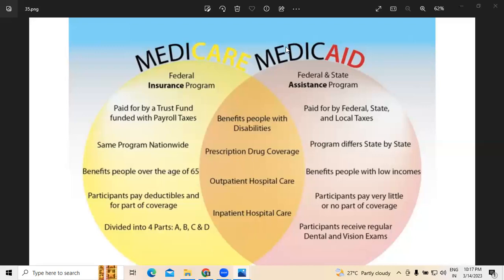Next, outpatient hospital care, right? Outpatient care will also be included, because it's not only inpatient, because normally inpatient care comes under insurance and all that. Even outpatient hospital care can be added into these existing ones. So these are the major differences that you see between the Medicare and Medicaid plans.